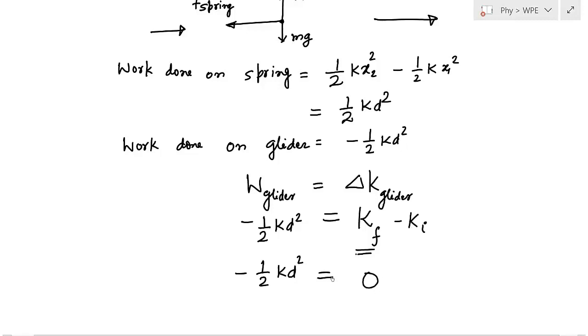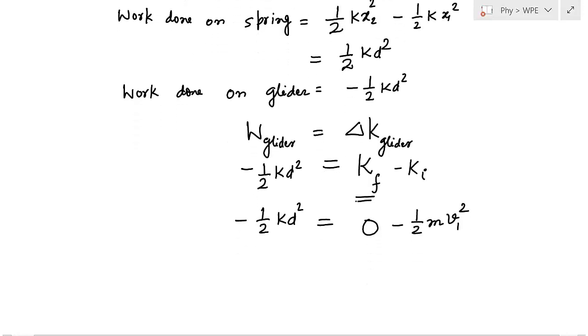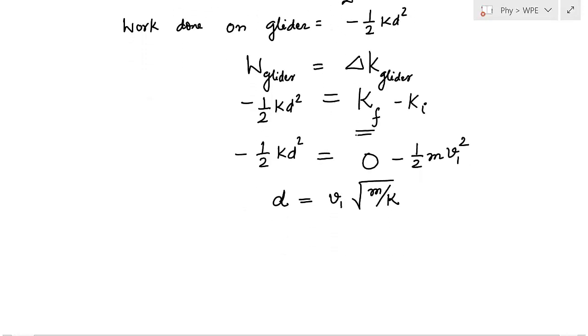What is the initial kinetic energy? That is minus half m, and the initial velocity is v1. So this is half m v square, and we have to put a negative sign. Now if you solve from here, you can find d is equal to v1 under root m by k. So this is the maximum distance that this glider will travel just before coming to rest.